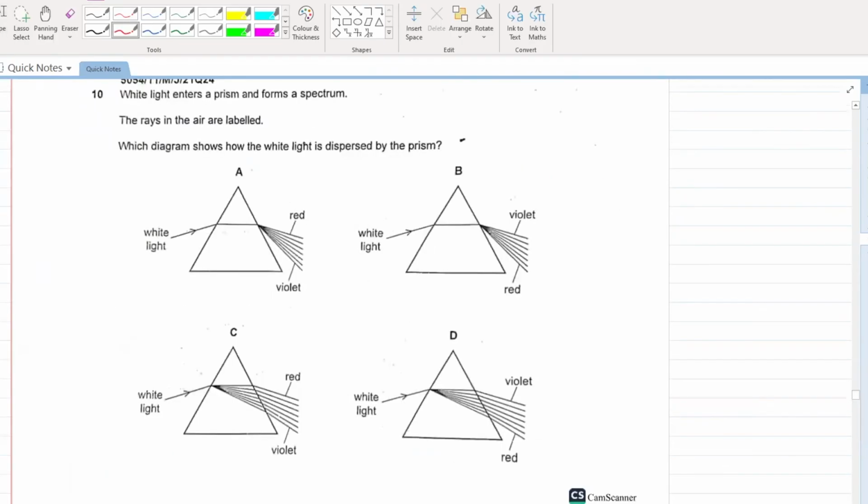Simple as that. White light enters a prism and forms a spectrum. The rays in the air are labeled. Which diagram shows how the white light is dispersed by the prism? First of all, refraction will happen in the prism, and then it will spread out when it exits the prism. And obviously, red will bend the least. C is your answer.